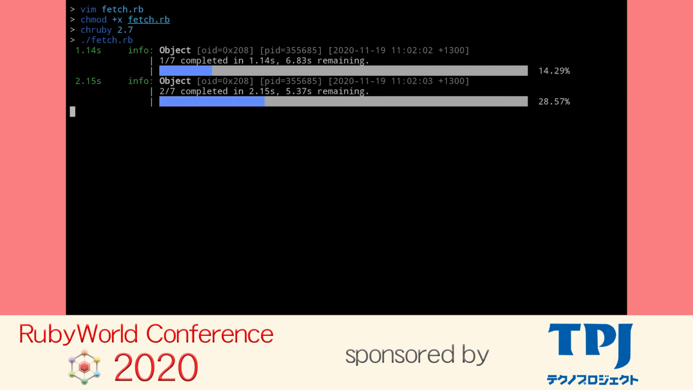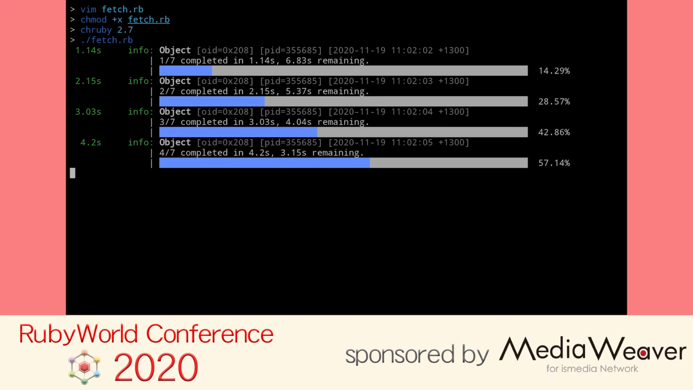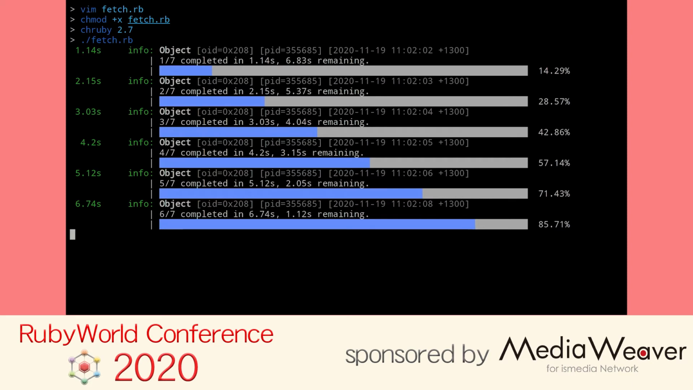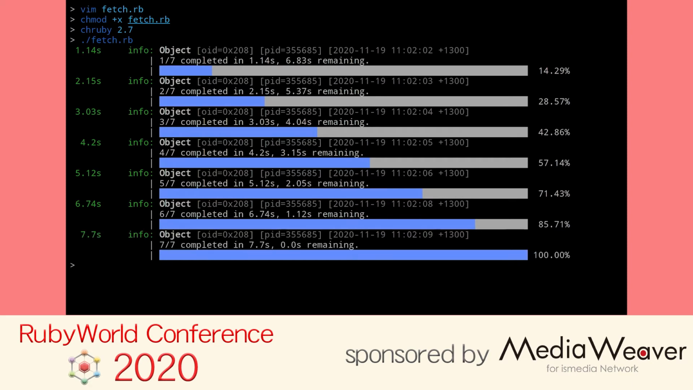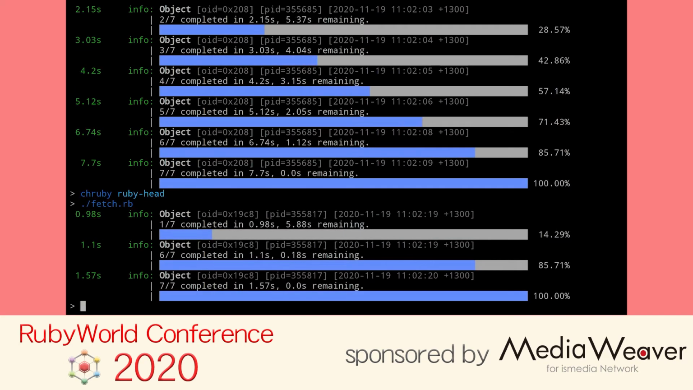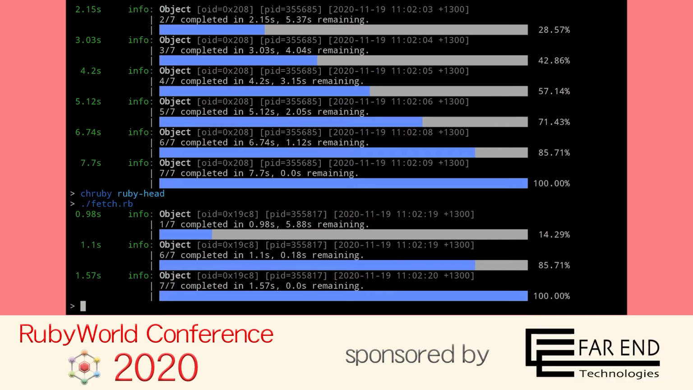What we see is one request happening after the other. The latency is equal to the sum of all the requests. Now let's try this with Ruby head. What you see is all the requests happening concurrently, and thus the total latency is greatly reduced.